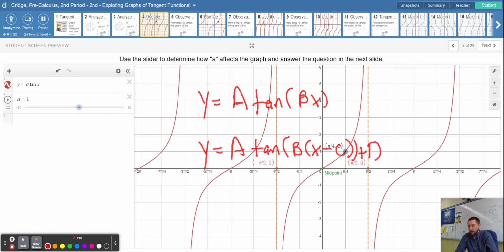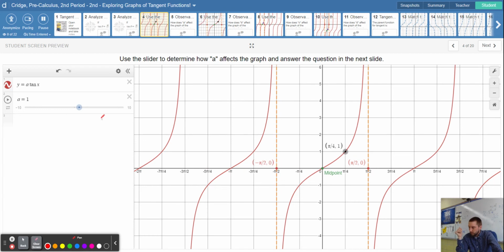So this is just like the sine and cosine graphs that we did. So you'll see a lot of similarities with these, okay? But your goal today is to figure out, what does A do? What is B going to do? What do C and D do? Okay? That's your ultimate goal, to be able to figure that out.